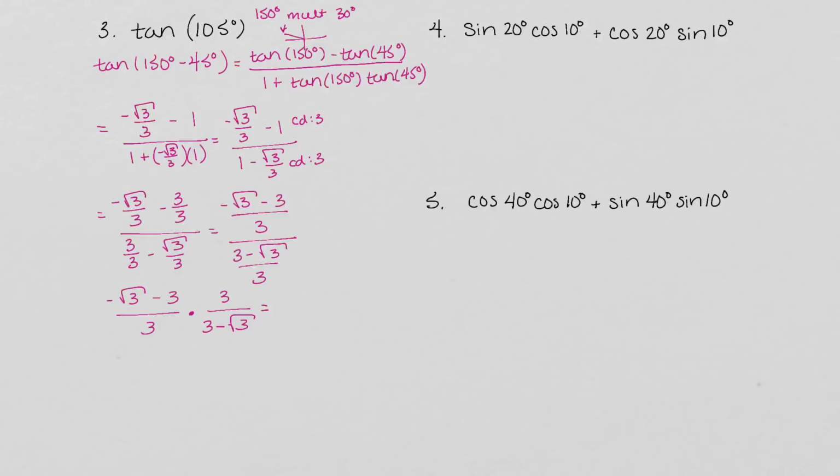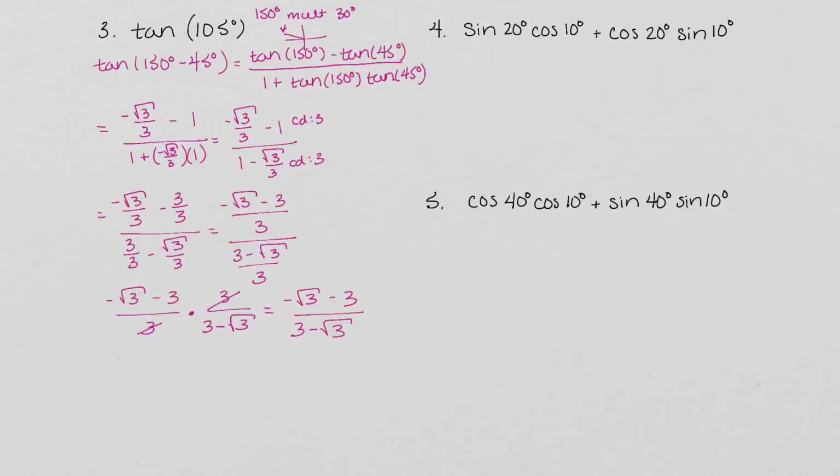And when you do that, you get that these 3s cancel out. The lone 3 in the denominator, the lone 3 in the numerator, they cancel out. You get negative root 3 minus 3 over 3 minus root 3. And you can certainly leave your answer there. If you were going to rationalize this, we would multiply by the conjugate. So 3 plus the square root of 3, multiply the top and the bottom by that conjugate.